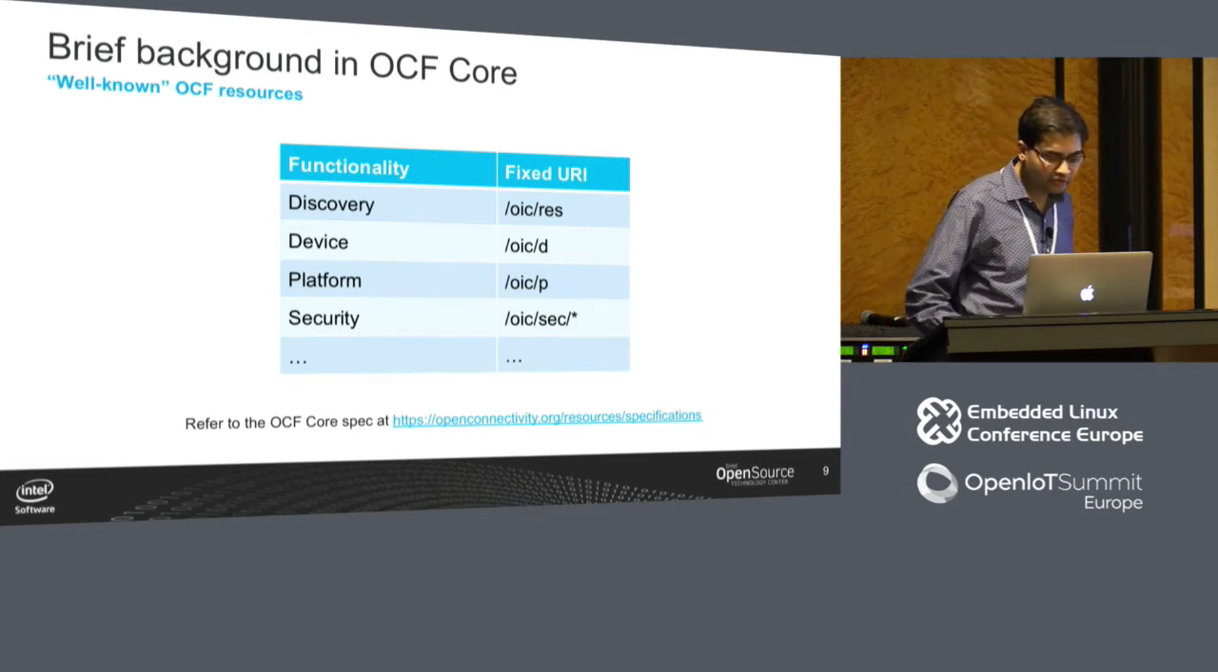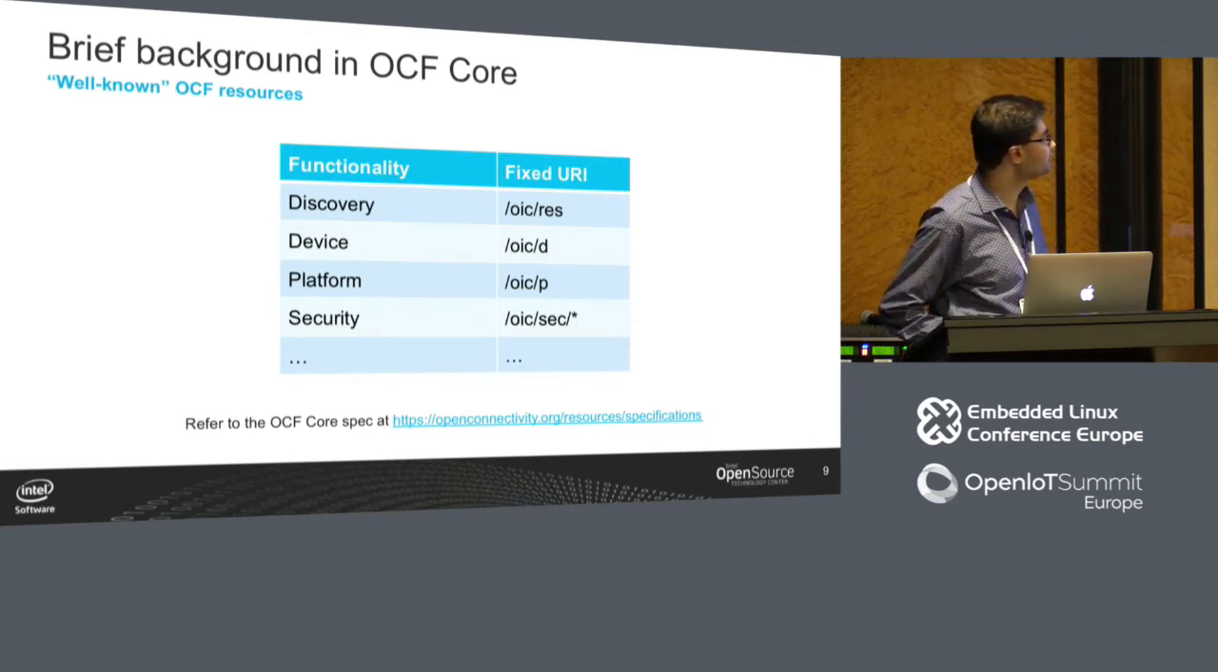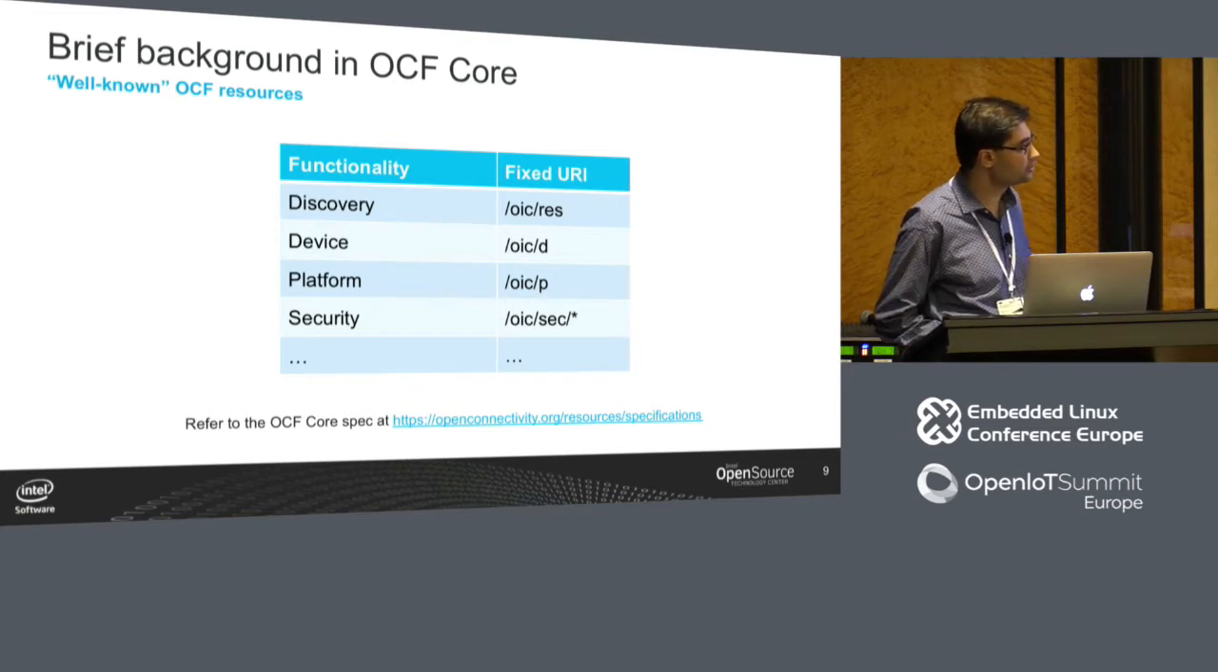So the OCF core specification lays out a set of well-known resources that serve specific functions. The OIC/RES resource is specifically for discovery and handles discovery requests. This is something I touched upon in the previous slide. It accepts a resource type as a filter, which a client might specify if it wants to discover resources of that particular type.